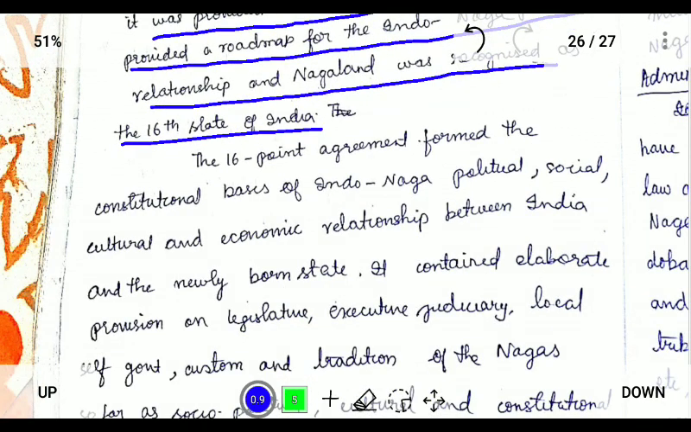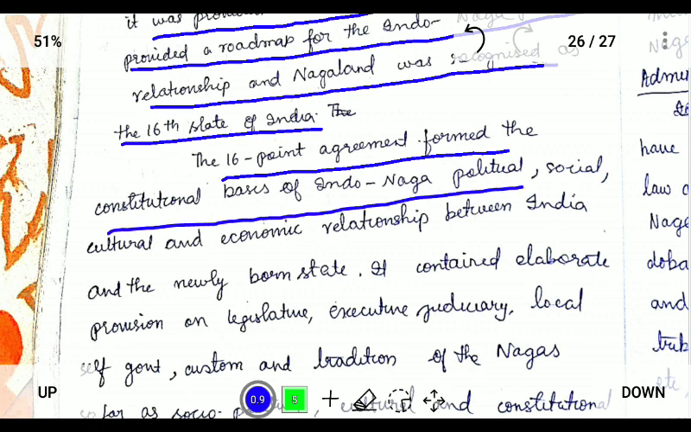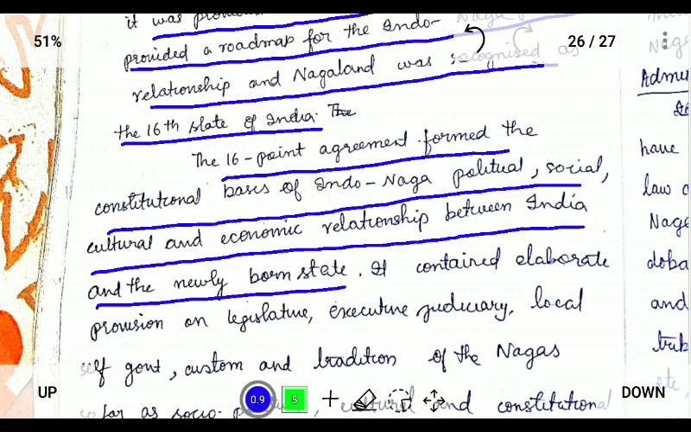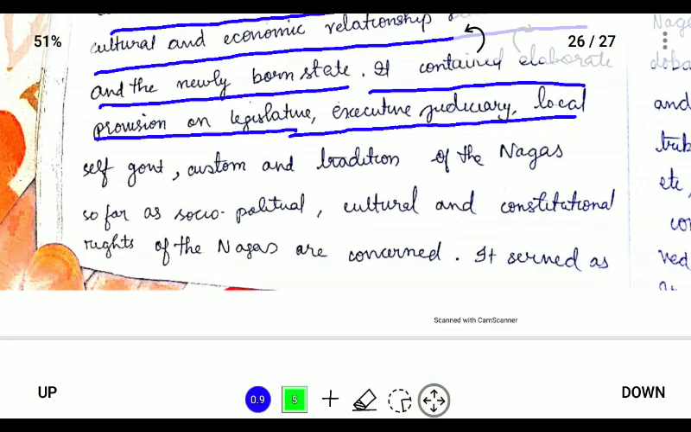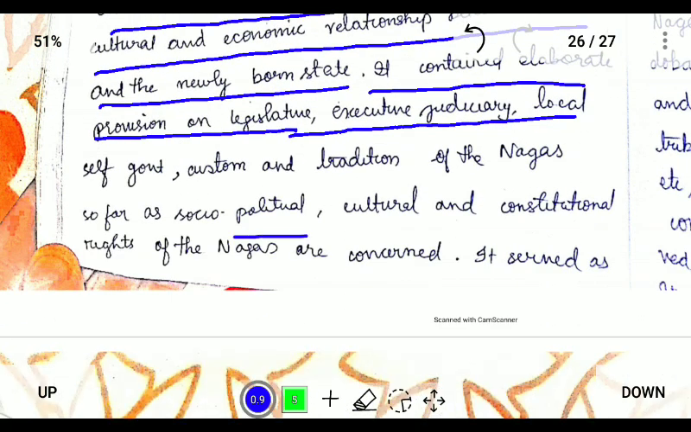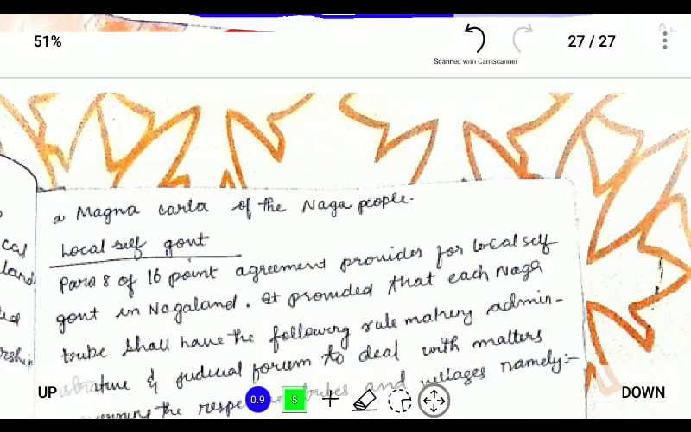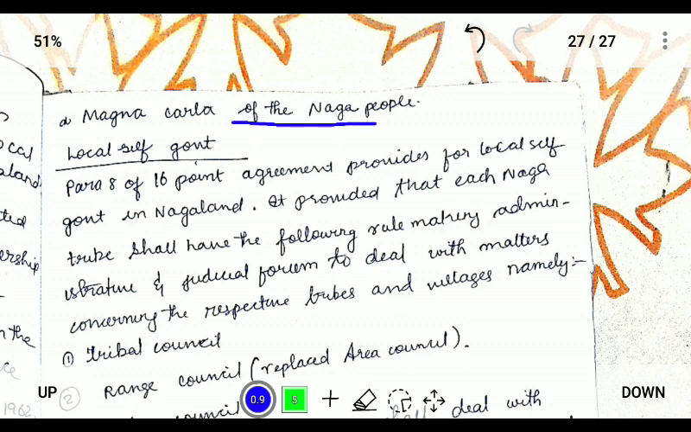So the 16-point agreement in brief is that it formed the constitutional basis of Indian Naga political, social, cultural and economic relationship between India and the newly born state, and it also contains elaborate provisions on legislative, executive, judiciary, local self-government, customs and traditions of the Nagas, so far as socio-political, cultural rights of the Nagas are concerned, and it also served as the Magna Carta of the Naga people, that is an article which was very beneficial for the Naga people.